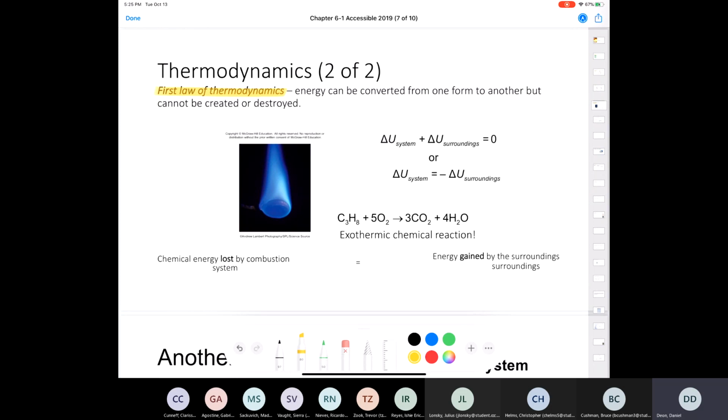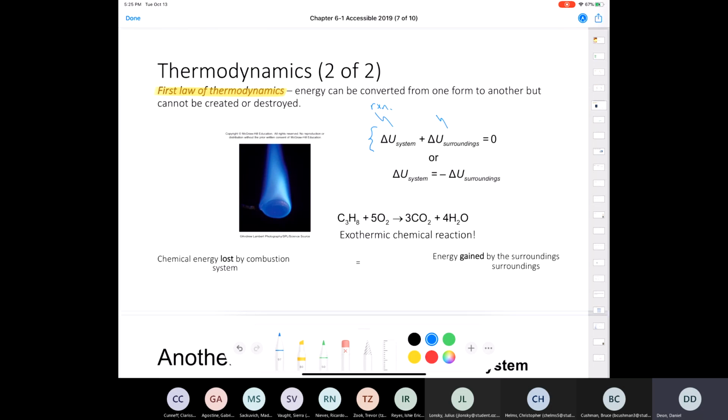Well, if that's true, another way, or two different ways, I guess, really, of writing the first law of thermodynamics would be this. The change in energy for a system, my chemical reaction, right? The system is my reaction. And then the change in energy for my surroundings, the environment where I'm doing the reaction. If I add the changes in energy for my system and surroundings, overall it should equal zero. What do you mean by that?